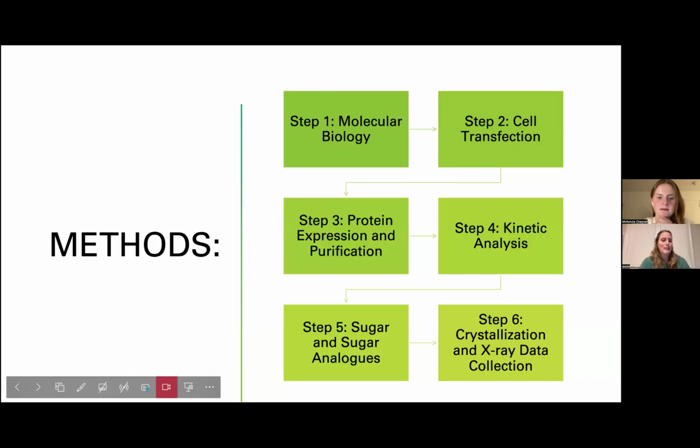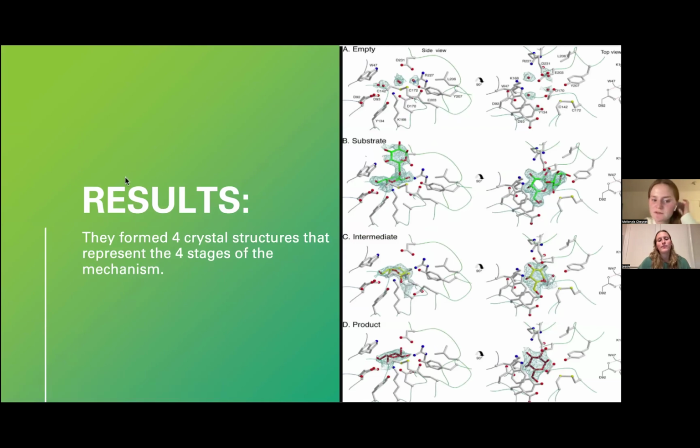Awesome. Next, in the first part of the results, they formed four crystal structures that represent the 4 stages of the catalytic mechanism. The 4 structures are seen here. We have empty with no substrate, substrate attached, enzyme substrate intermediate, and lastly, product formed.